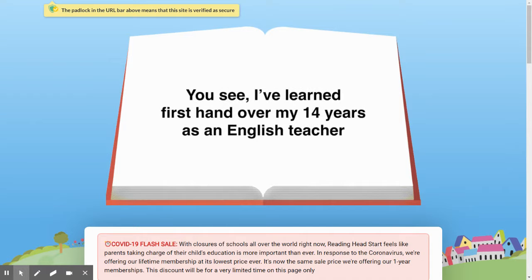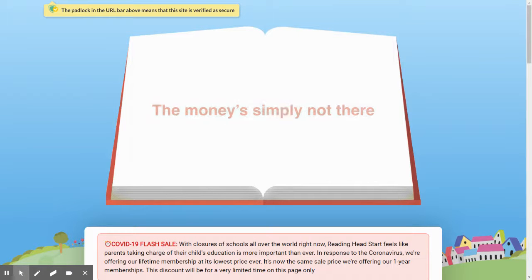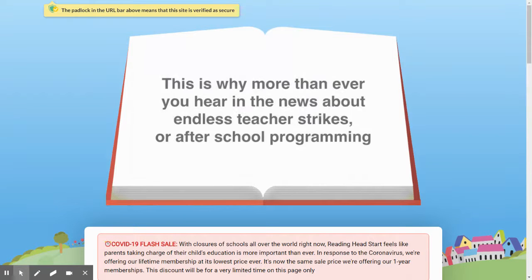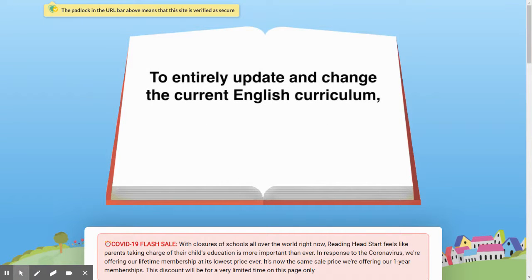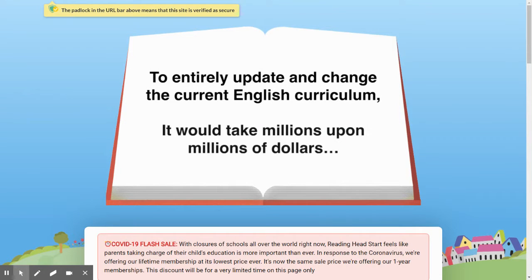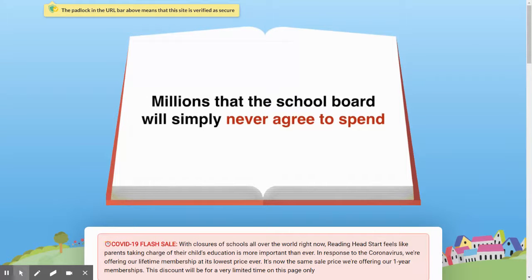You see, I've learned firsthand over my 14 years as an English teacher, when it comes to funding for our education system, the money's simply not there. That's why more than ever, you hear in the news about endless teacher strikes or after-school programming being completely eliminated altogether. To entirely update and change the current English curriculum, it would take millions upon millions of dollars, millions that the school board will simply never agree to spend.